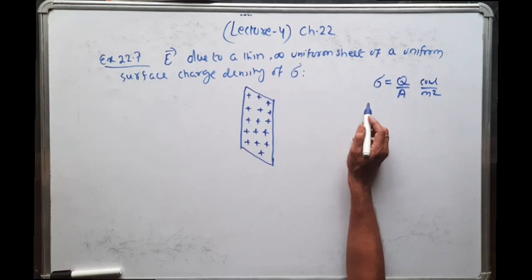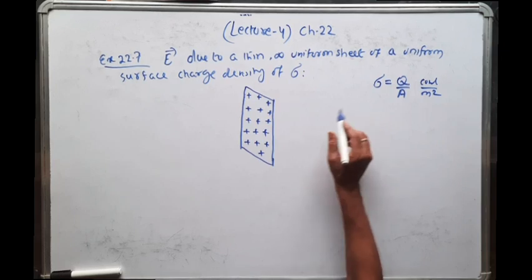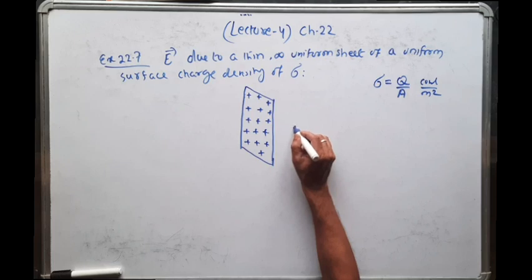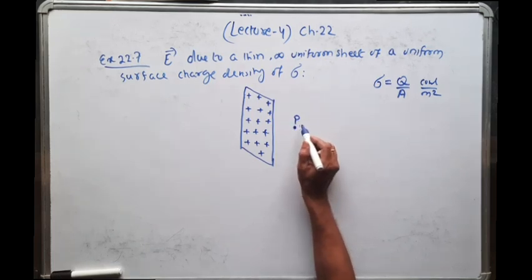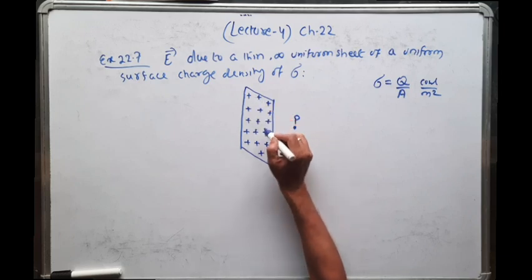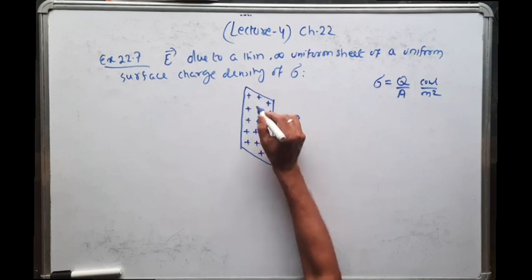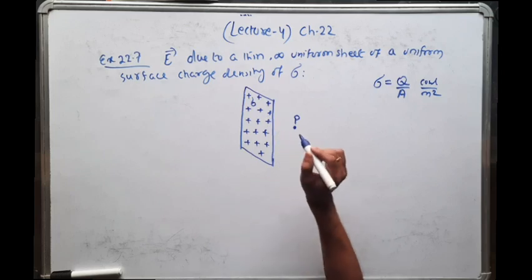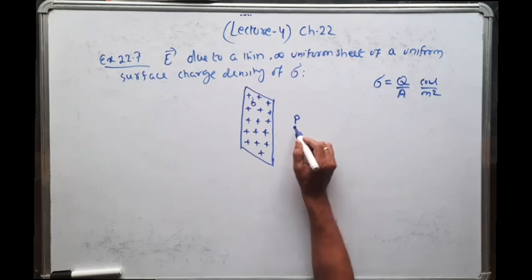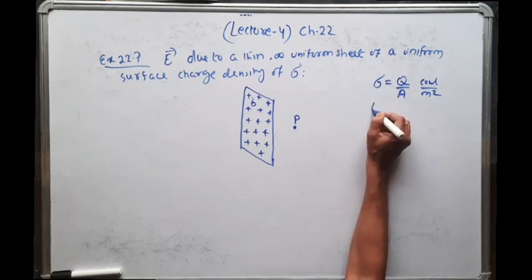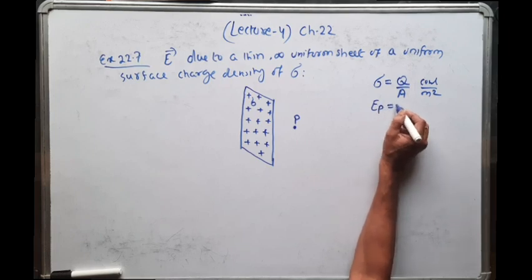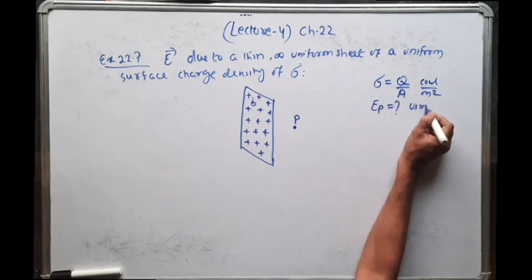So what will we find? We will apply Gauss law to find electric field intensity. Let us say this is a point P, just in front of this charge sheet, and the charge density is sigma. We have to find the electric field intensity at P using Gauss law.